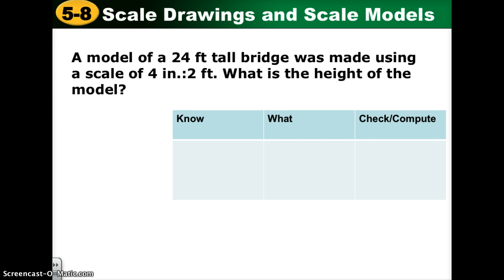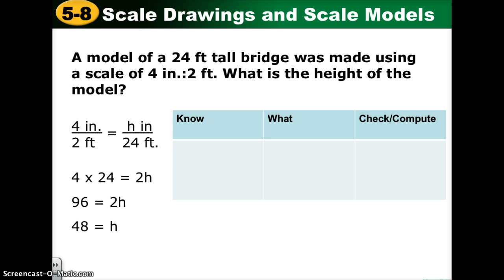A model of a 24-foot tall bridge was made using a scale of 4 inches to 2 feet. What is the height of the model? Well, we have a scale of 4 inches is equivalent to 2 feet, which would be equal to h over 24 feet. Cross multiply and divide: 4 times 24 divided by 2, h equals 48 inches. So a 24-foot tall bridge using this scale would be 48 inches tall in the model.